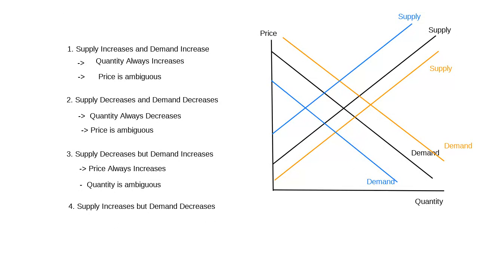So price always decreases. Quantity is ambiguous.